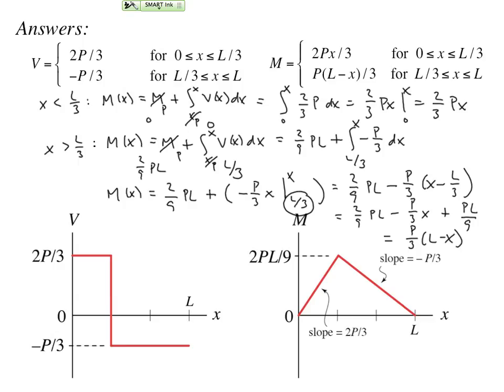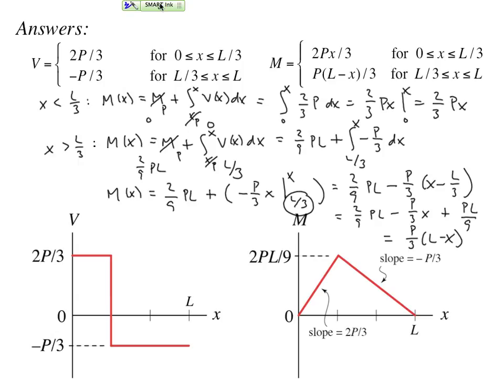As a check on what we've done, we should again find a match between V and M as they approach C and the reactions at C. V is minus P over 3, which is consistent with the vertical force reaction there. M goes to 0 as we approach C, which is encouraging since the roller can't support a moment reaction.